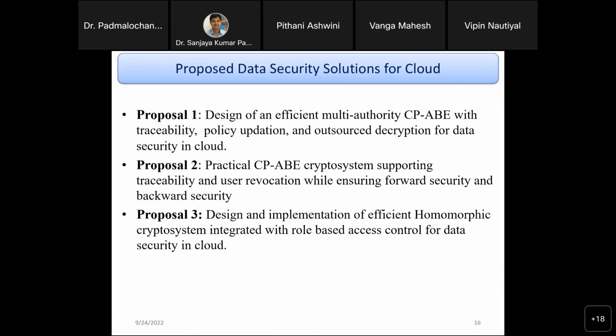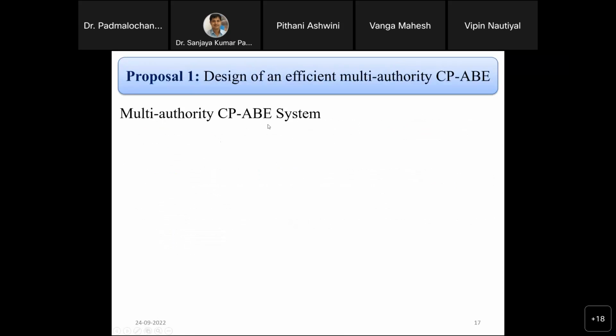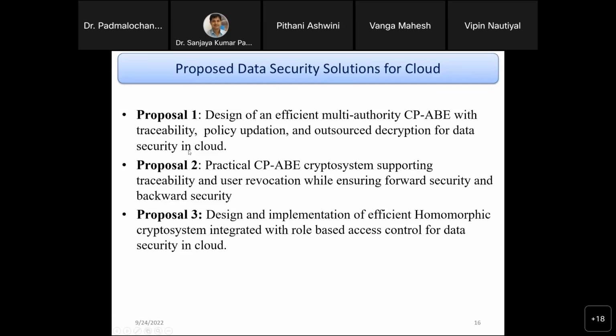Okay. So based on that, we have worked on these proposals. I will be talking about this first one because of time limitations. The first one is the design of efficient multi-authority CP-ABE with traceability, policy updation, and outsourced decryption for data security in cloud. First is multi-authority.